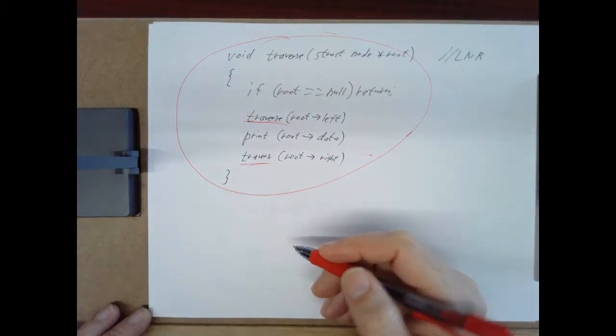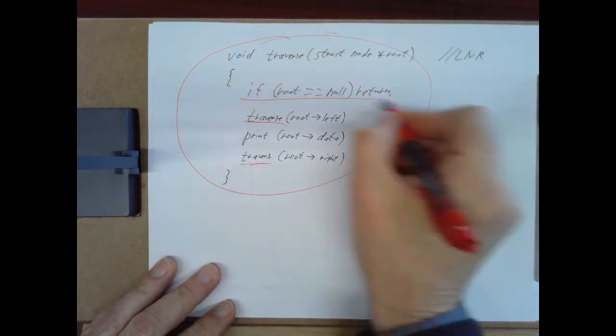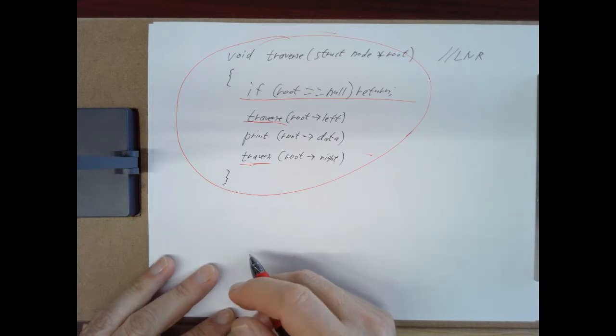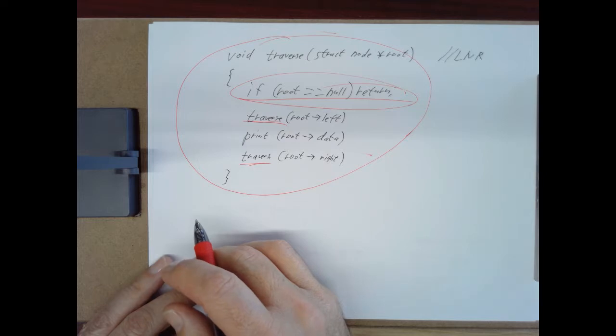And if each time we call this, we get a smaller problem, eventually our problem will get so small that the root will be null. And if the root is null, we know that this does exactly the right thing, which is don't print anything, don't blow up, just return.